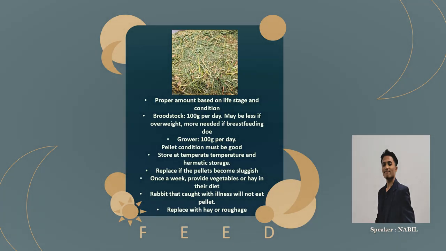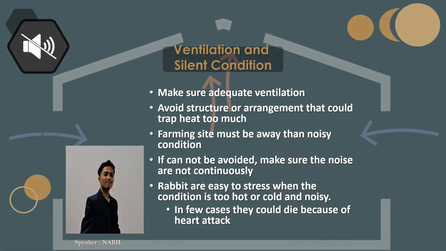or rough hay. Then, ventilation and silent condition. Make sure the rabbit barn has adequate ventilation. Structures or arrangements that could trap heat must be avoided. The farming site must be away from noisy conditions. If it cannot be avoided, make sure the noise is not continuous.